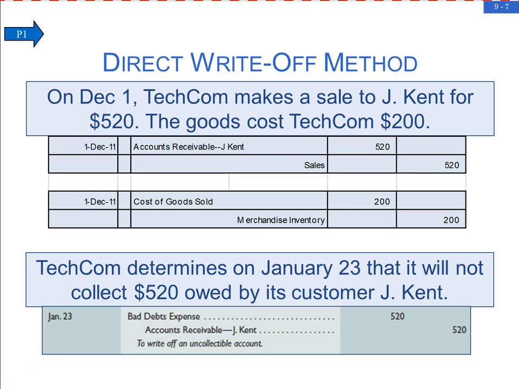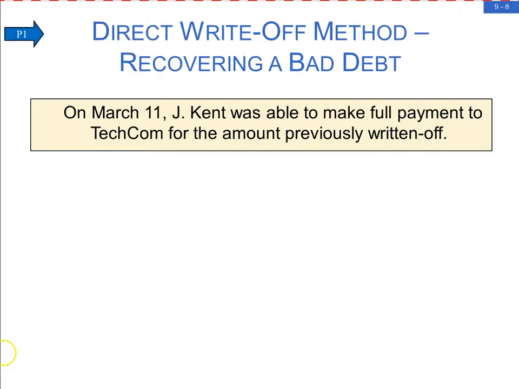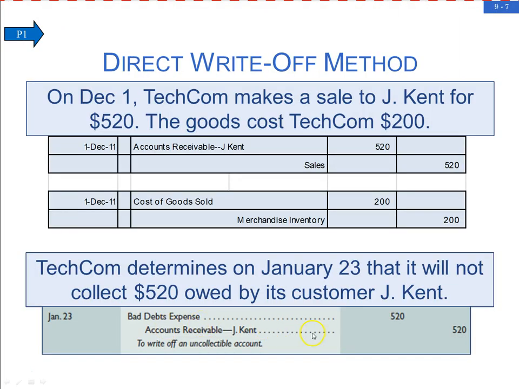Let's stay with the direct write-off method for now as we go. And keep this in mind as we go forward, this journal entry specifically. When we believed that we were not going to collect this amount, we wrote off his account receivable with a credit, and we recognize the bad debt expense with a debit.